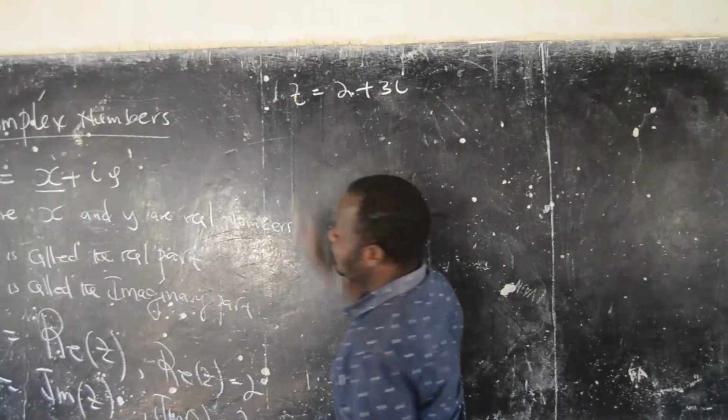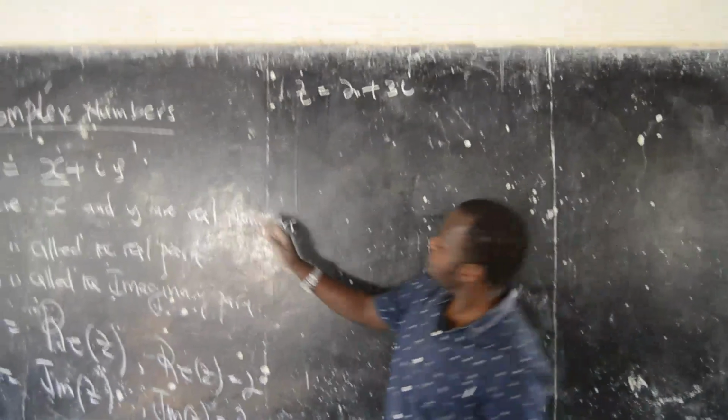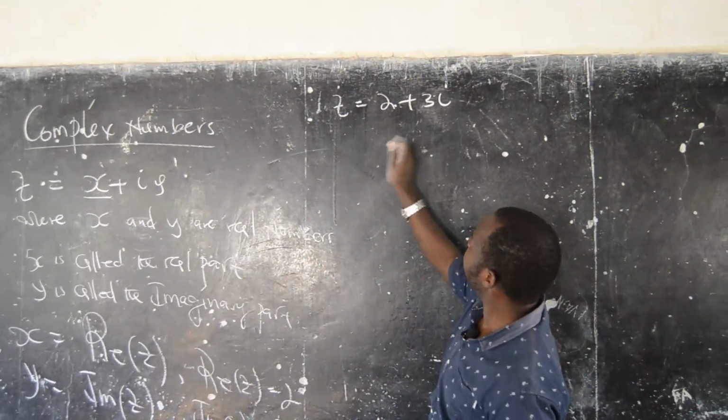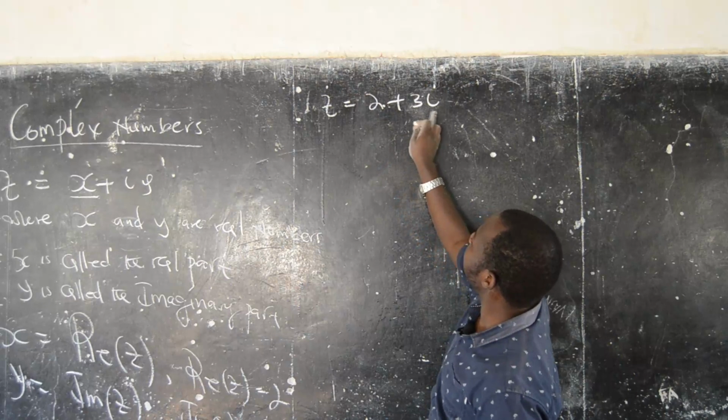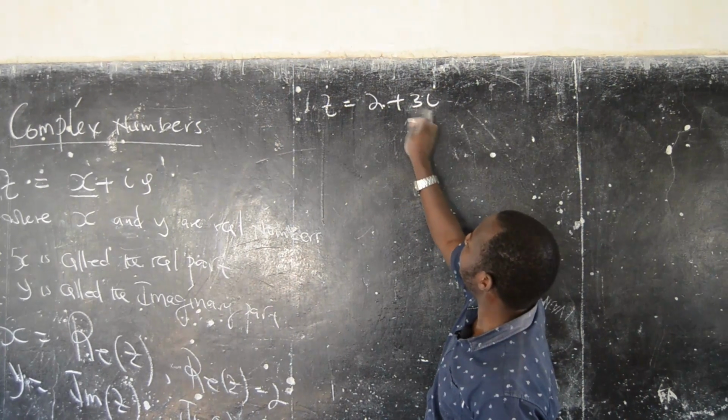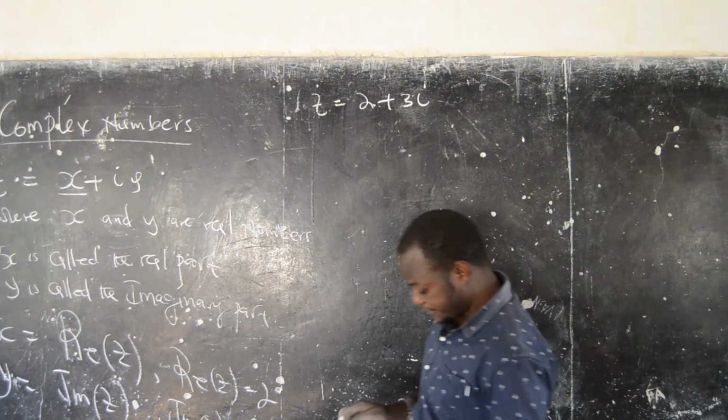So this is a complex number. I think now we are okay. We know what it means. If I write like this, you just know that this is the real part, this is the imaginary part. So you don't mind about how this one can be. It can be i, but it's better to write it like that.